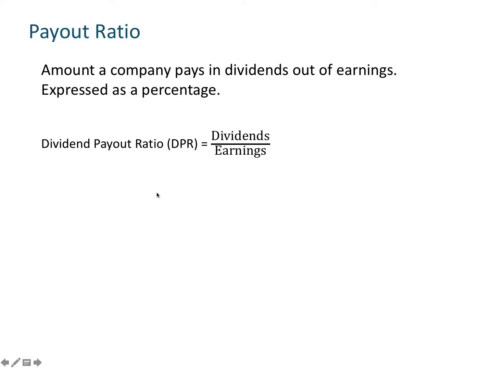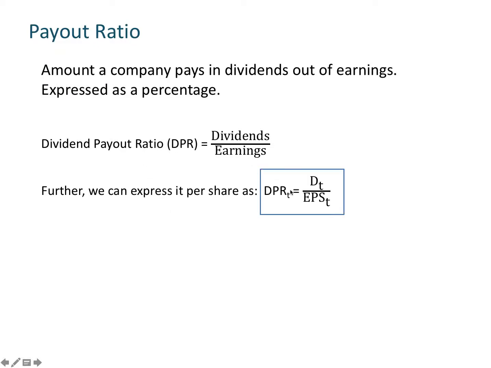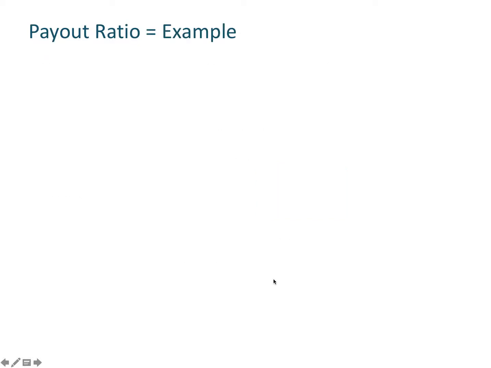Okay, so easily calculated, dividend payout ratio is dividends divided by earnings. Further, if you want to look at it on a per share basis, you could say the dividend payout ratio at some period of time is equal to dividend per share divided by your earnings per share. So if you want to switch that around to solve for earnings per share, which you'll need to do in the homework assignment, the earnings per share at a period of time is your dividends divided by your dividend payout ratio.